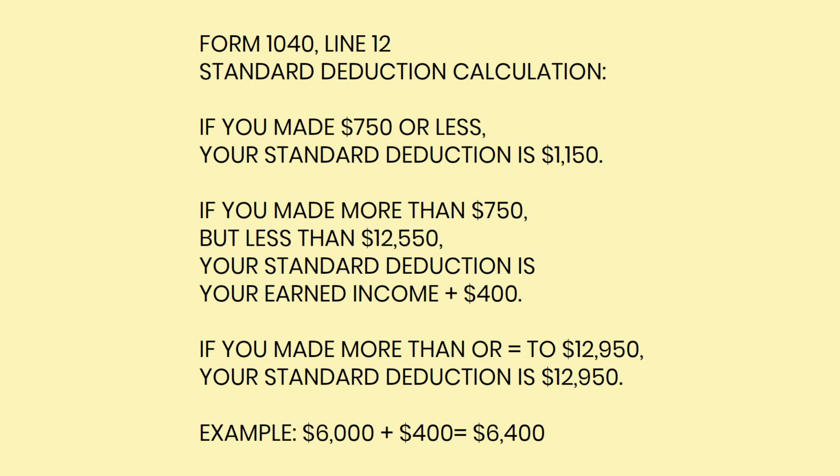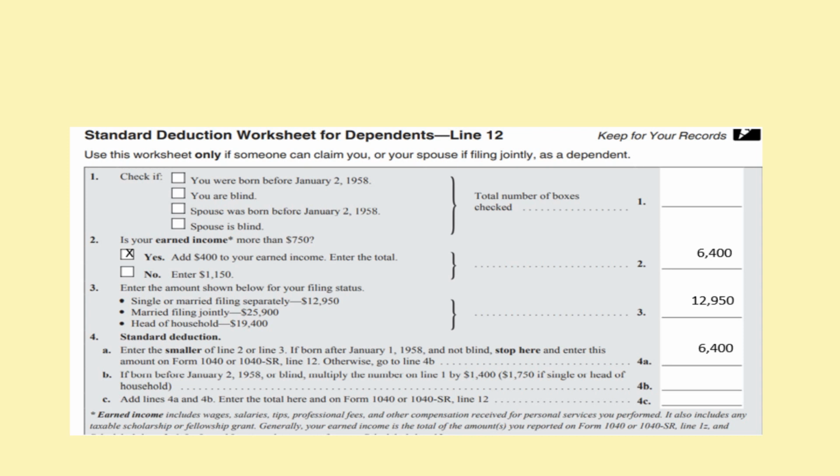Since in our example you made $6,000, which is more than $750 but less than $12,550, your standard deduction is your earned income, which is $6,000 plus $400. So your standard deduction will be $6,400. So you can see it proved out. I have included the standard deduction worksheet.